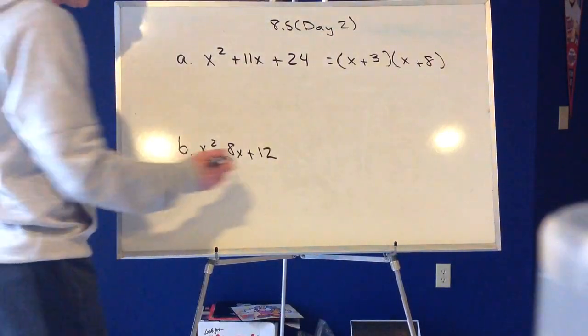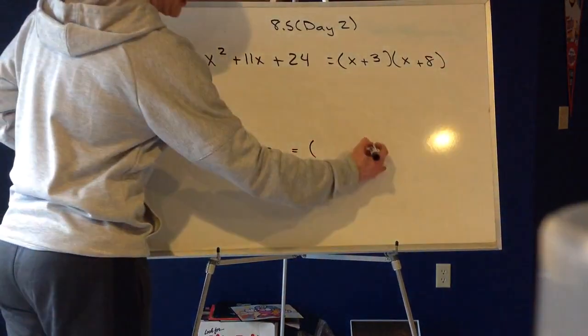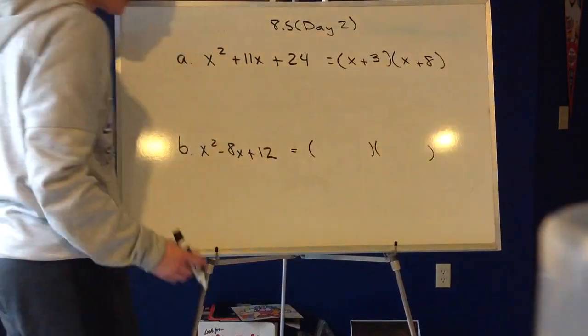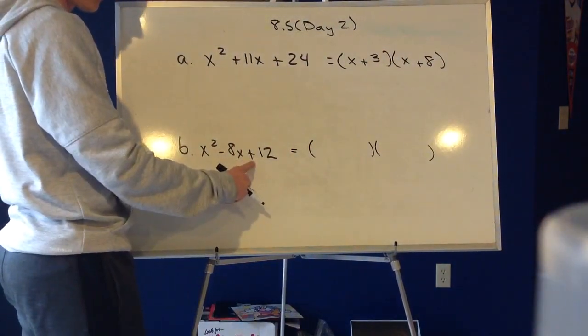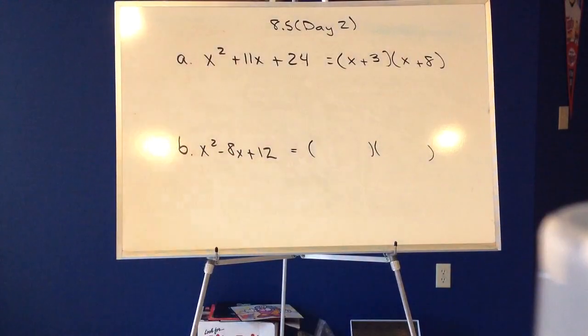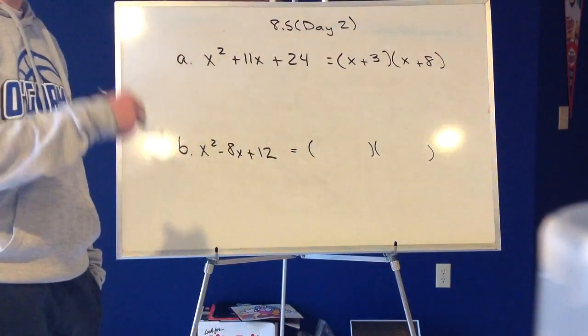All right? On B, the signs have changed on us now. You'll notice that the last one's still a positive, but this one turned to a negative. So you have to think, what would I multiply to get positive, but add to get negative?